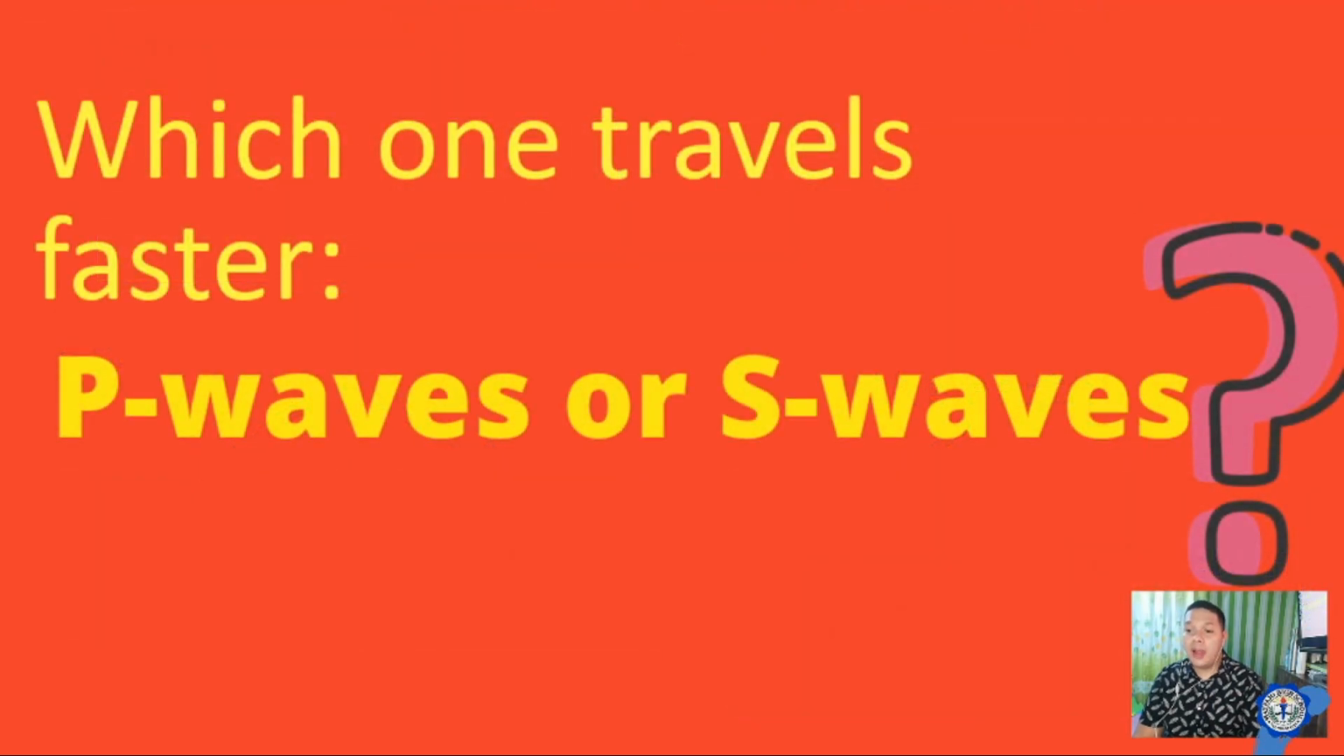So which one travels faster, P waves or S waves? I want you to take a look at this video so you can understand it better.